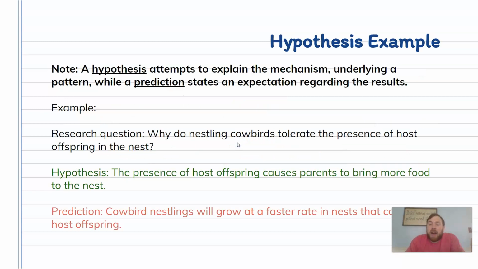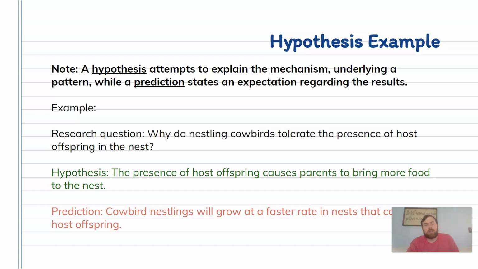Now, a hypothesis is not a prediction. We know that predictions are often ways that we talk about science, as in, I think this will happen, and then we give you a gold star. That's awesome. A hypothesis, however, is an attempt to explain a mechanism, an underlying pattern that we see in the data. It's not going to be specific and state the expectations regarding those results.